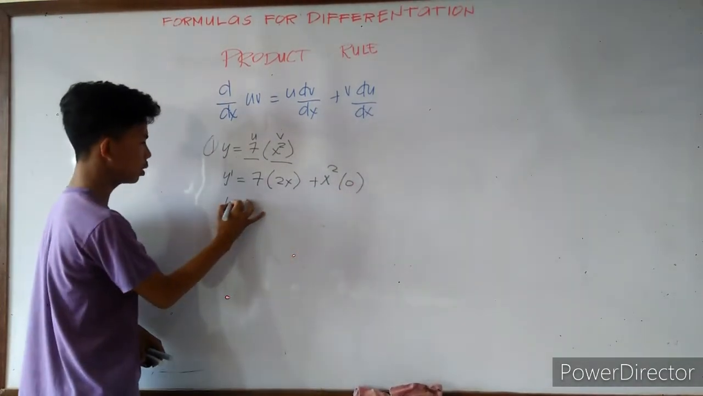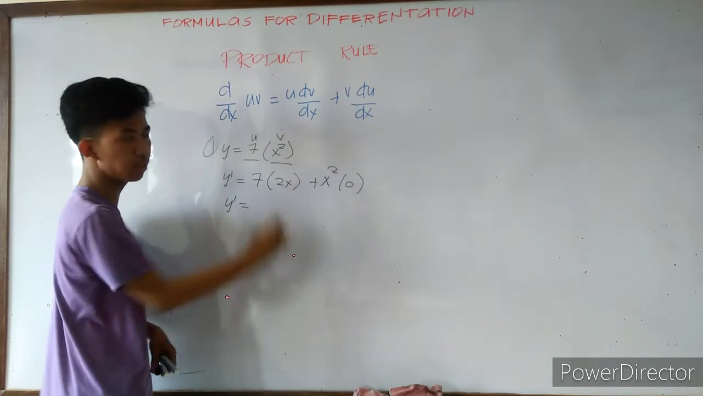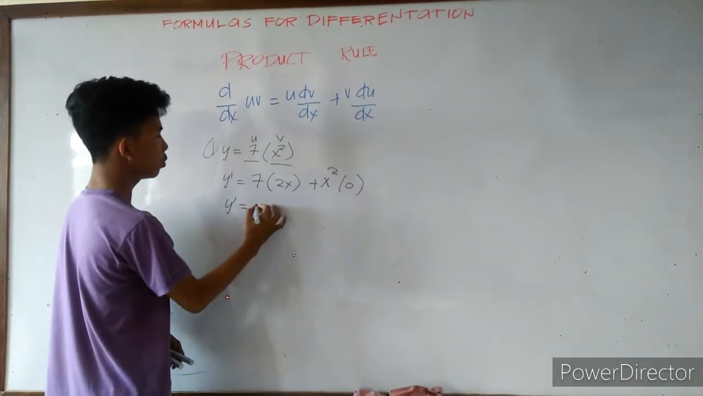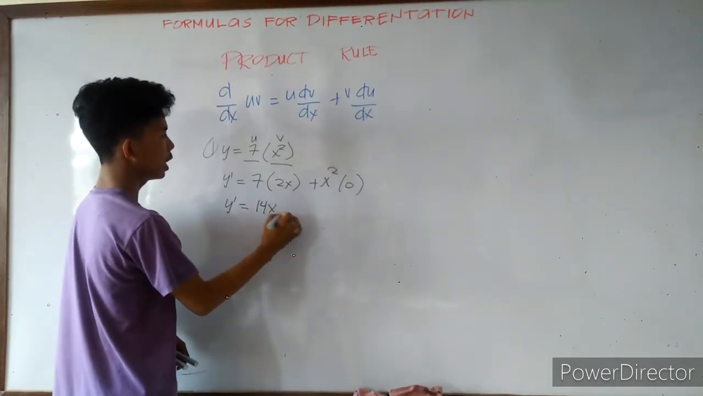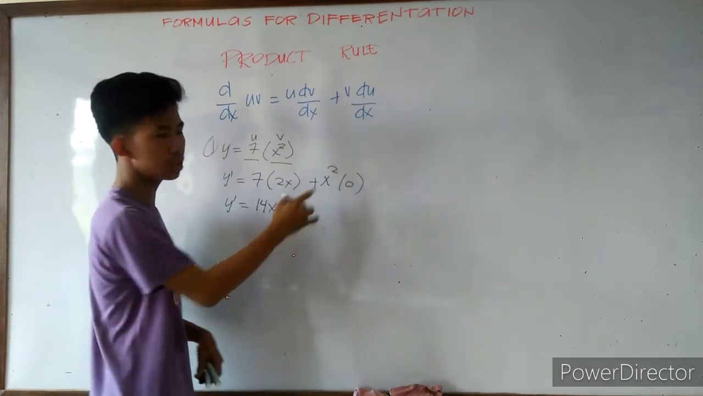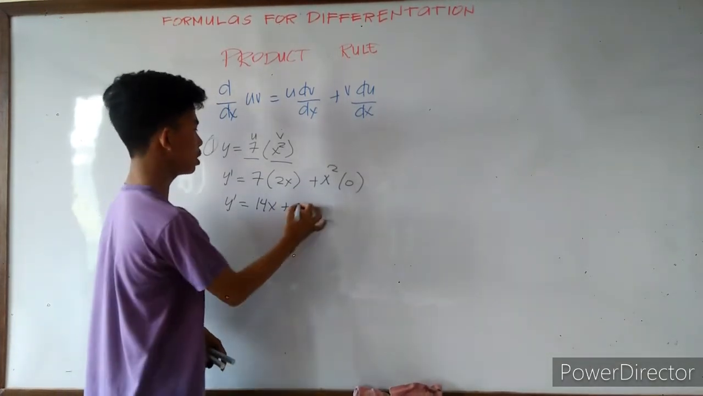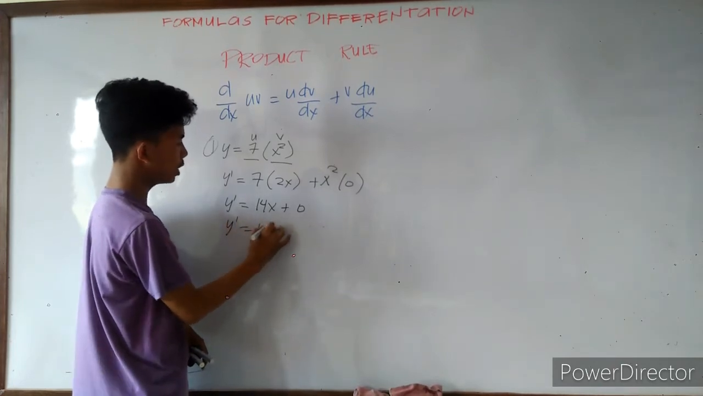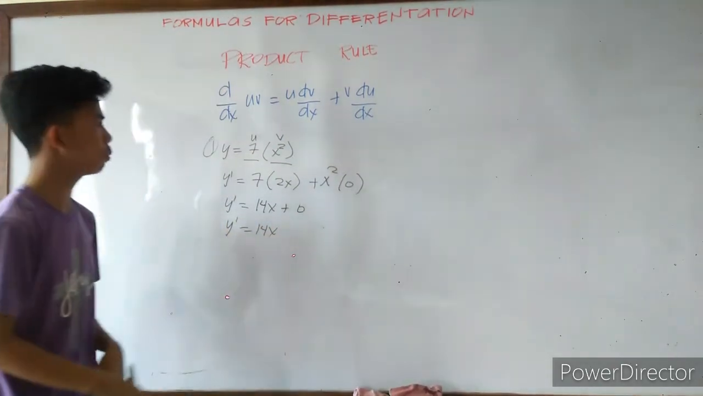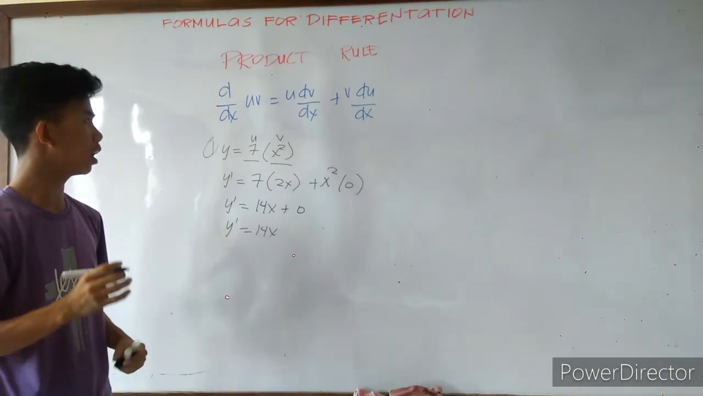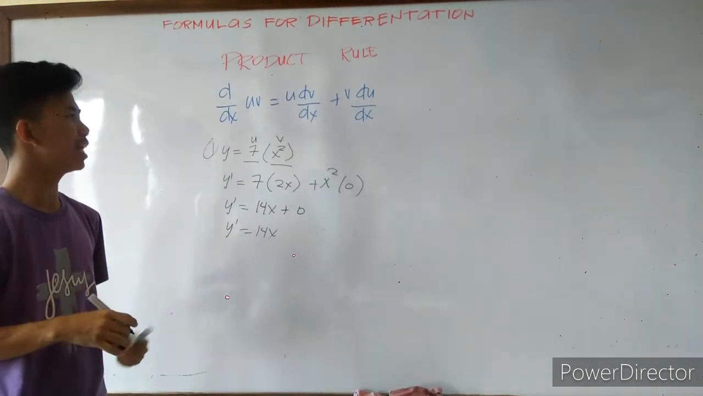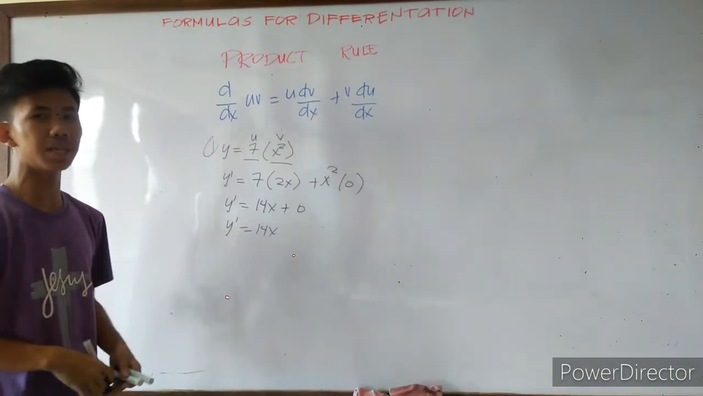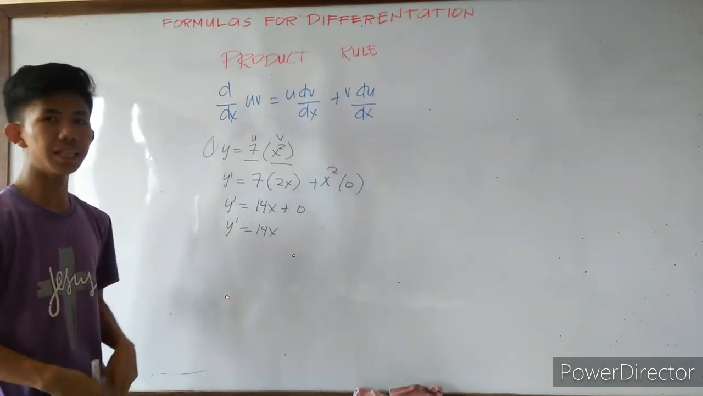Then simplify, y prime is equal to 7 times 2x, which is 14x, then plus x squared times 0, which is 0. So your final answer is 14x. So the derivative of 7 times x squared is 14x.